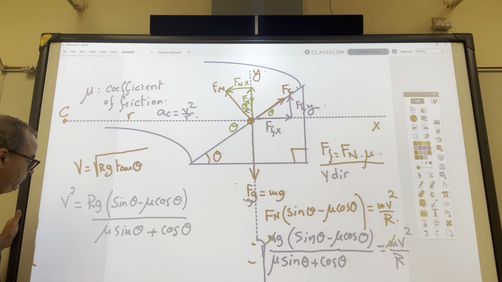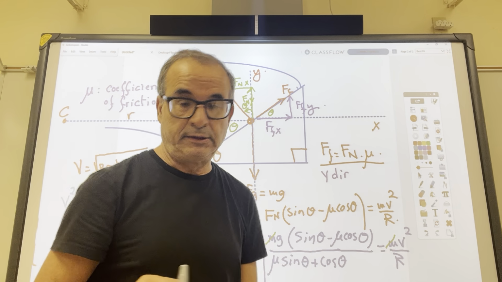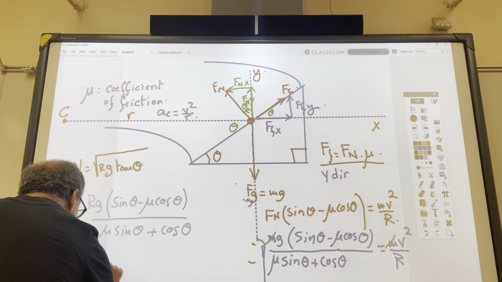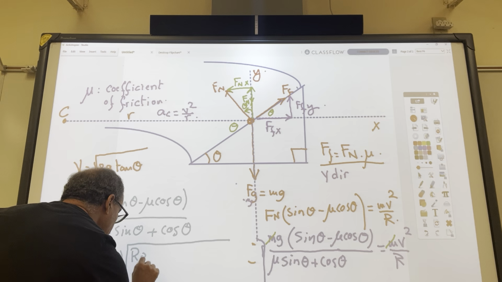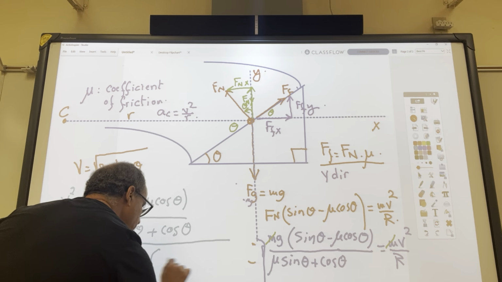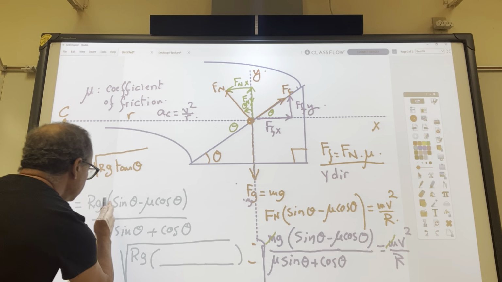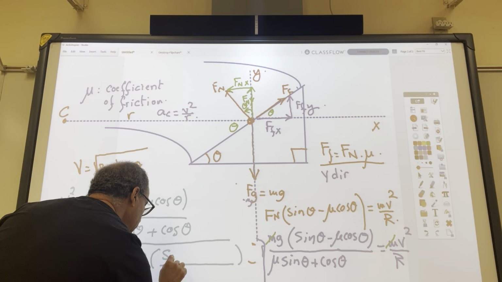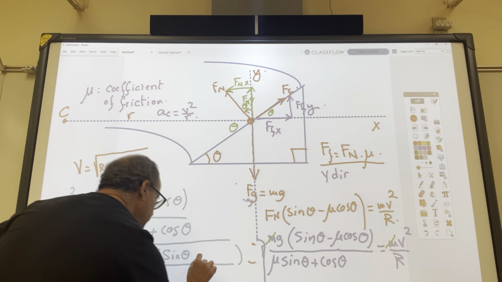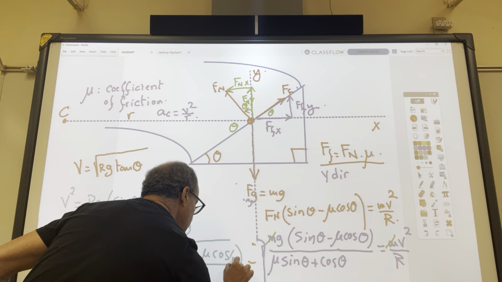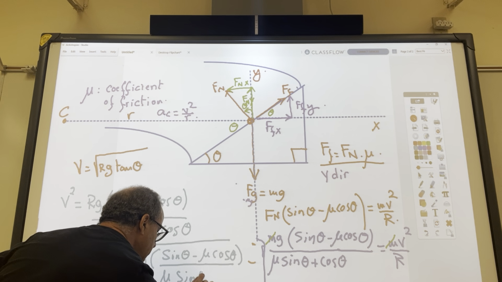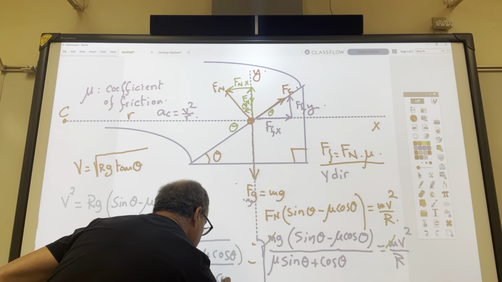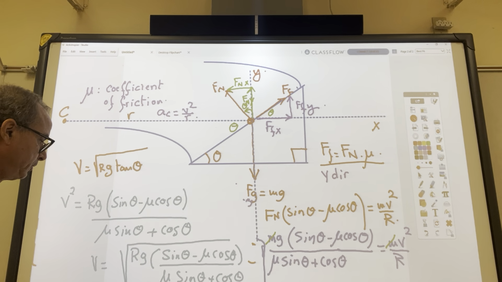There you go, we're almost there. Now the only thing left is to take the square root of both sides. So we have v equals the square root of rg times sine theta minus mu cosine theta divided by mu sine theta plus cosine theta.